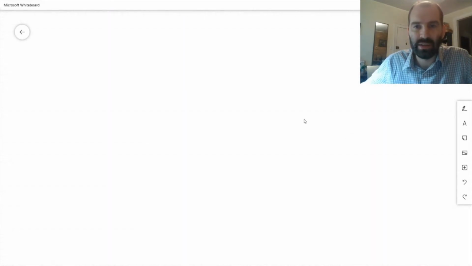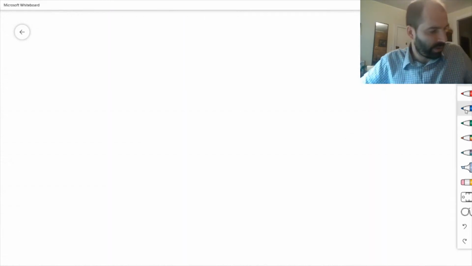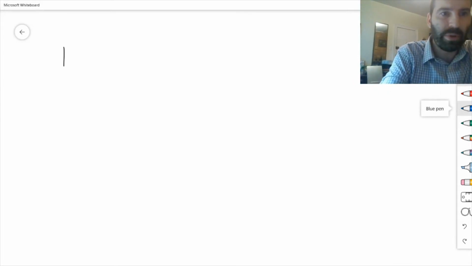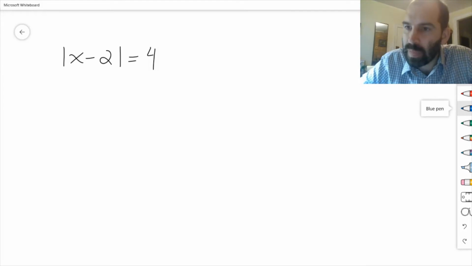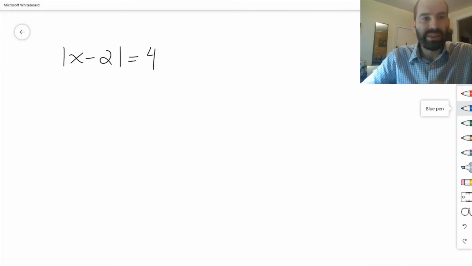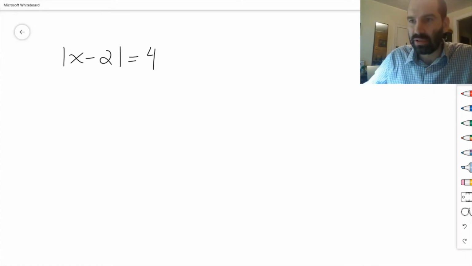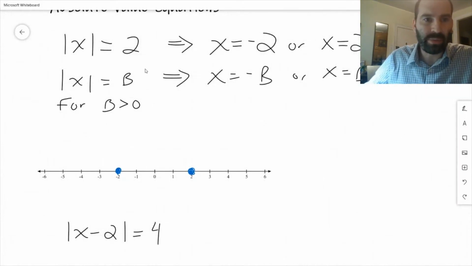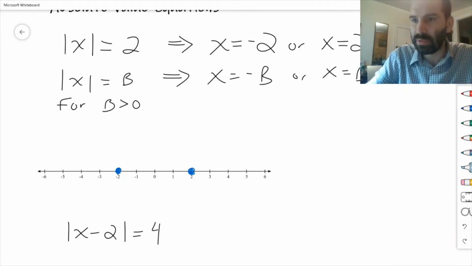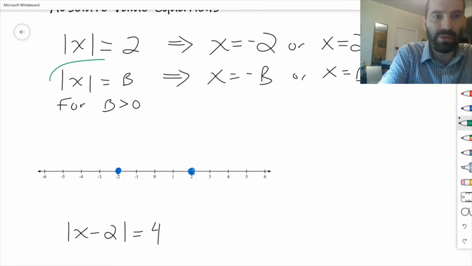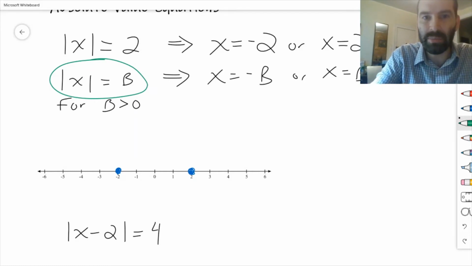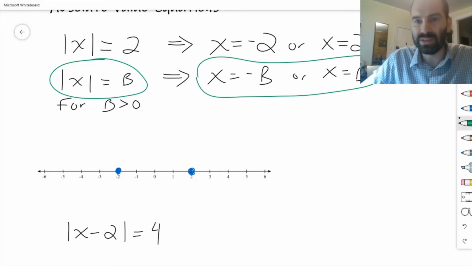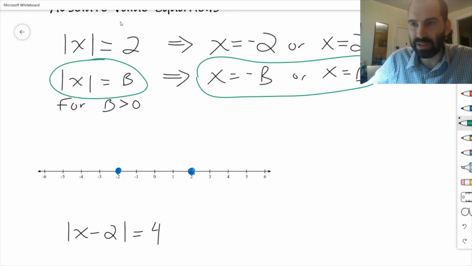Okay, so let's look at another one here. Let's make it a little bit more interesting. The equation: absolute value of x minus 2 equals 4. Okay. Now, what did we say? We said that if the absolute value of something is a number, then that something is negative or positive that number, provided that number is positive. So, okay, 4 is positive, so we're good there.